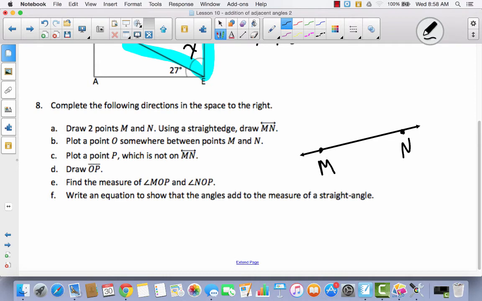Plot a point O somewhere between points M and N. So let's just put O, I keep calling it zero. Let's put O right here in the middle. Plot a point P, which is not on M and N. So let's put P over here.